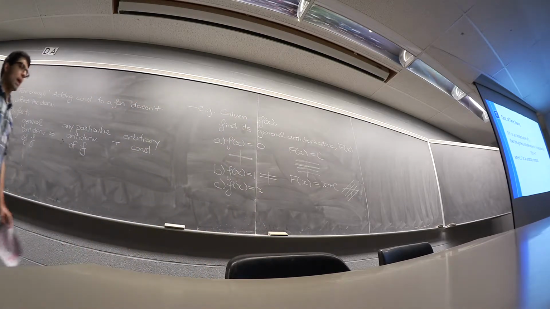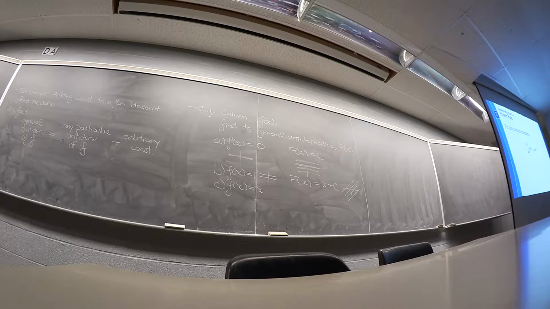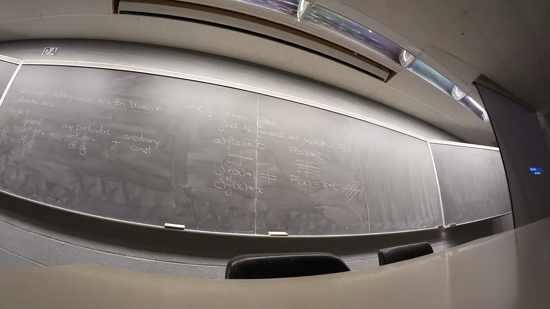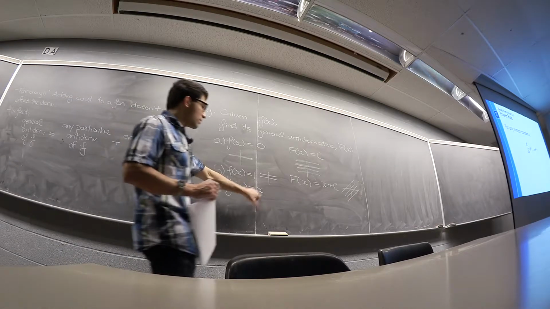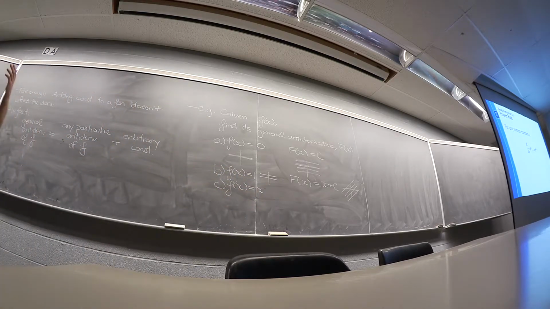What has derivative x? Think about the power rule. If you take a power function and you take its derivative, what happens? The exponent drops by 1. So to wind up at x to the 1, you want to take the derivative of something that looks like x to the 2.